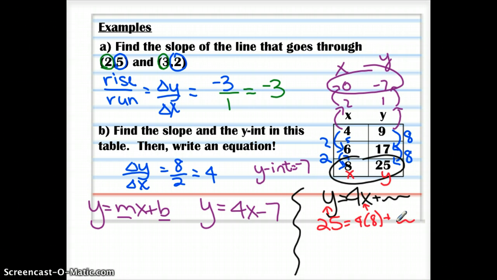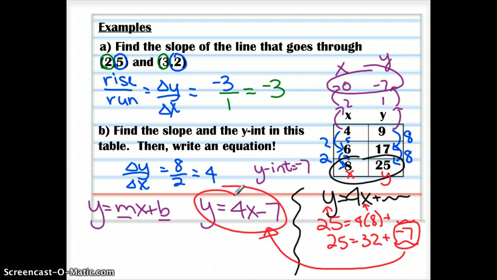Okay, so 25 equals 32, 4 times 8, 32. And I have to think, what do I have to add or subtract to get there? It's like 32 plus -7 works. So lo and behold, that's my y-intercept. And I found the same thing when I counted back on the table. It's just a little bit different strategy. Okay, so y equals 4x minus 7 is my entire answer.